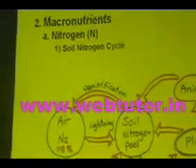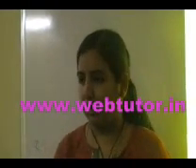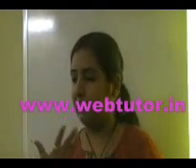Before we come to studying each of the macronutrients, how did scientists come to identify which are your macronutrients, which are your micronutrients, which are the basically required nutrients? Now there are three methods of detection of your nutrients and their physiological effects on the plants.